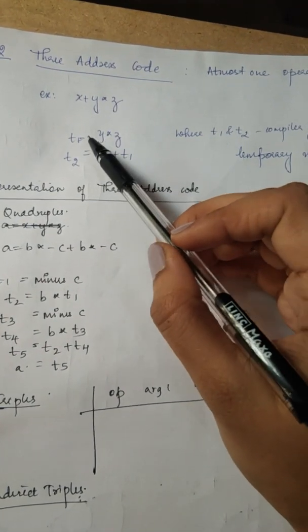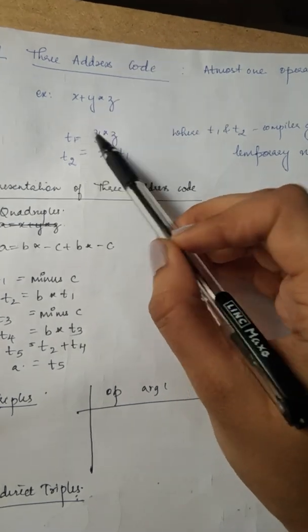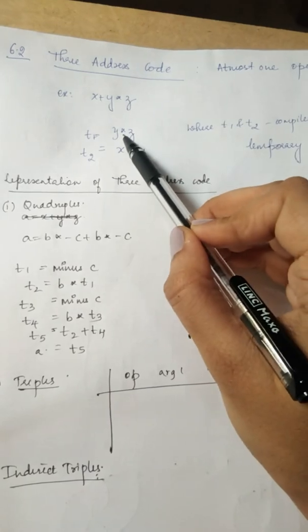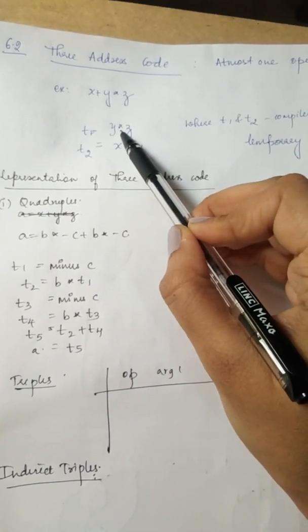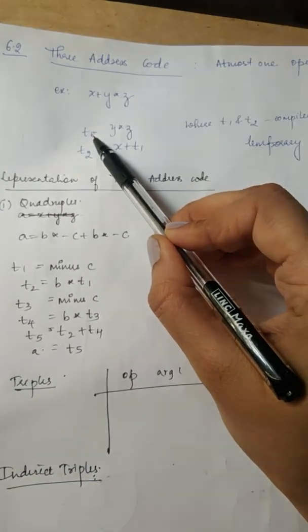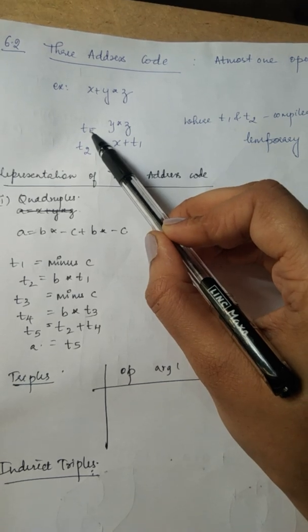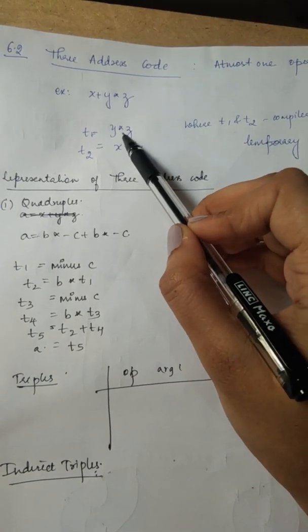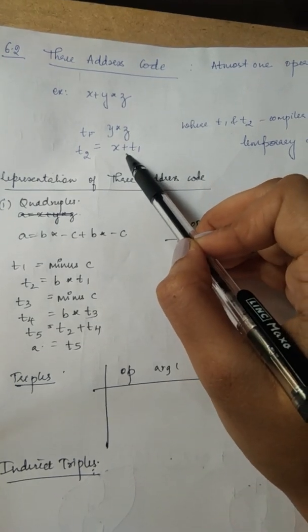You can have a maximum of three addresses. That is, t1 is an address, y is an address, z is an address, and star, or into, is an operator. Do not consider equal to as an operator. That is not considered as an operator here. So into is at most one operator here. Here also we have one operator.